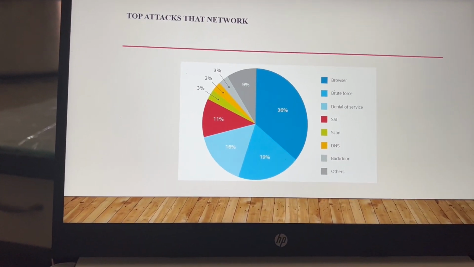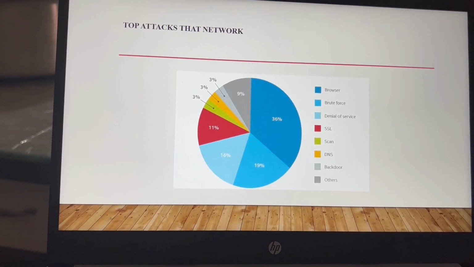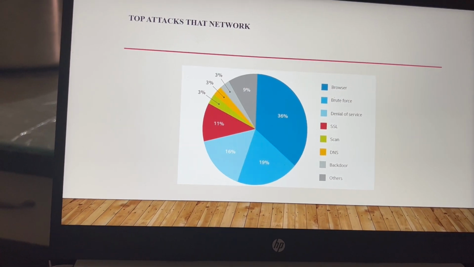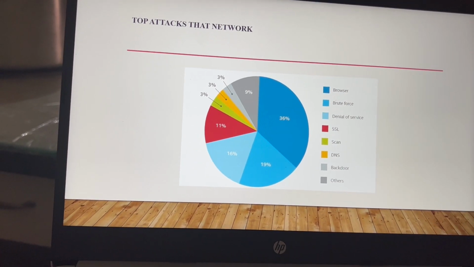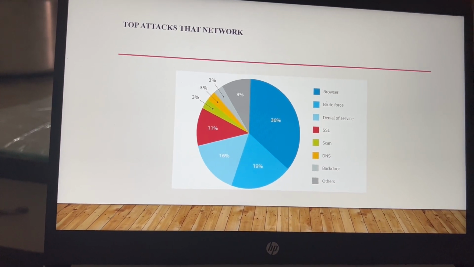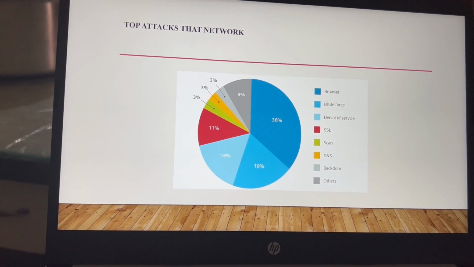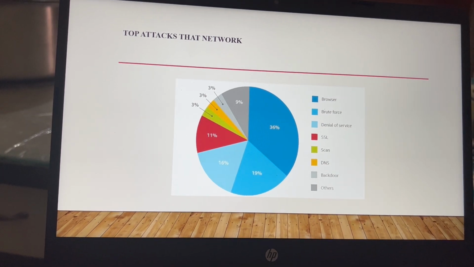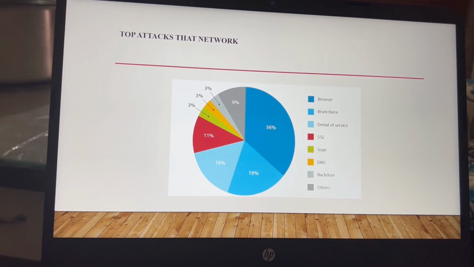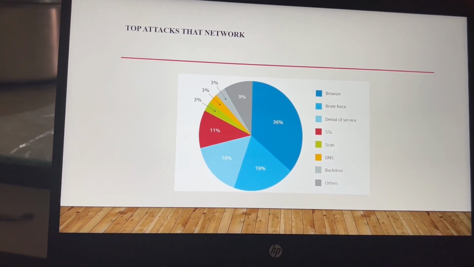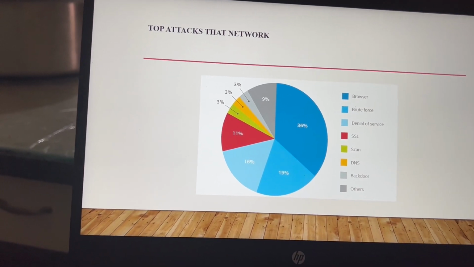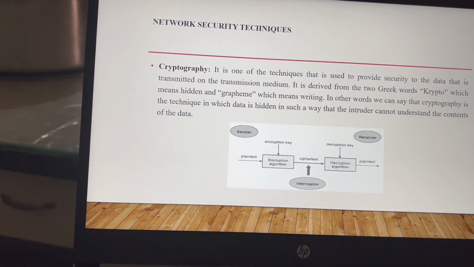This diagram shows which types of attacks take place generally. First, 36% of attacks take place on the browser, then 19% of attacks are brute force, and 16% of attacks are denial of service, and the rest are other attacks that have been carried out by the intruder on the data.